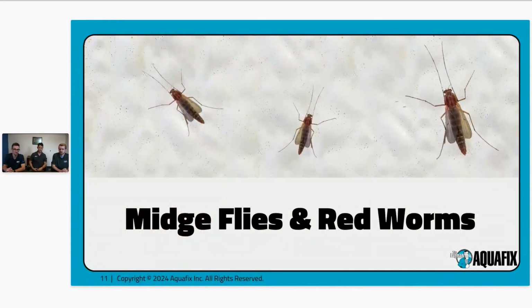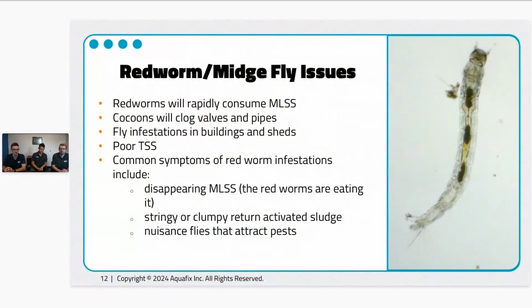Awesome. Yeah, thanks, Chris. Next, one of our more common issues are midge flies and redworms. So kind of being really tied hand in hand, the larval stage and the fly stage, and some of the issues they present in wastewater systems. The biggest one, obviously, being the issues that they're having with our mixed liquor in our systems.